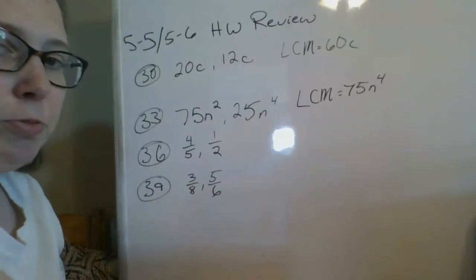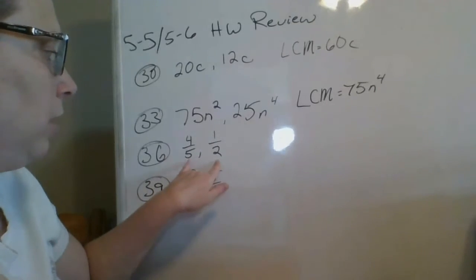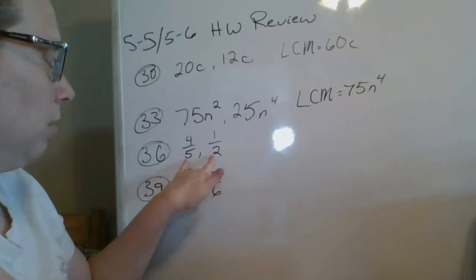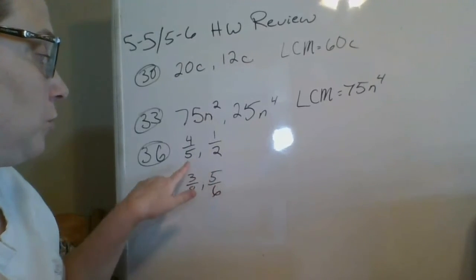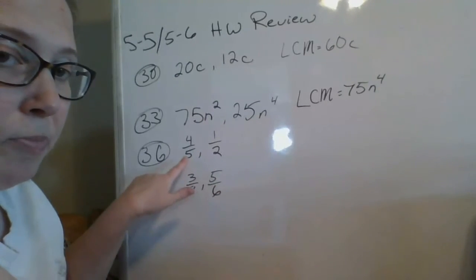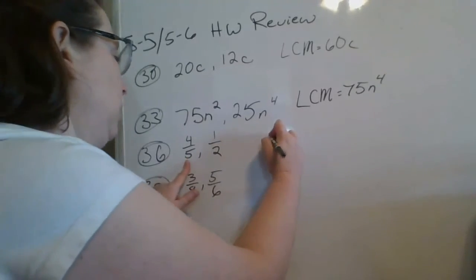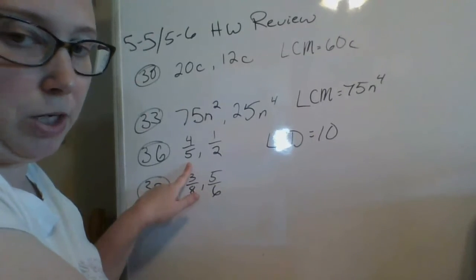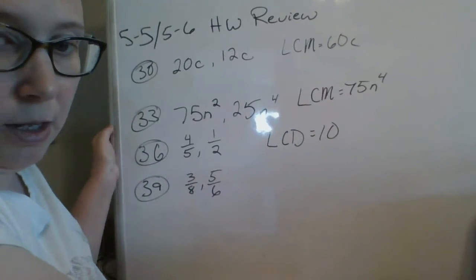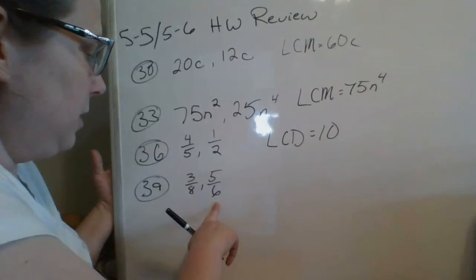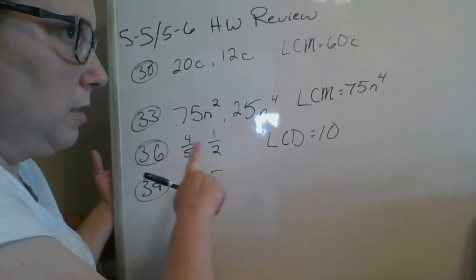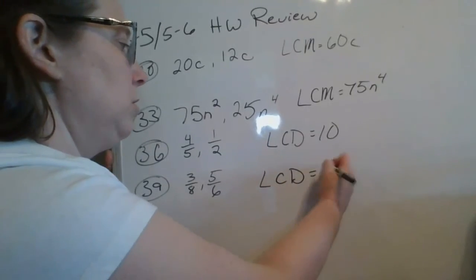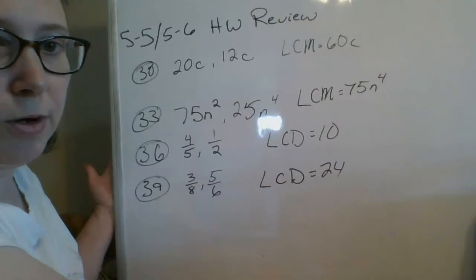36 and 39, you're supposed to come up with a least common denominator. So we're only looking at our denominators. Our numerators don't really matter in these. We're checking out 5 and 2. So 2 does not go into 5 without a remainder, but when we multiply that by 2, we get 10, and 2 does go into 10, so our least common denominator would be 10. And down here we have 8 and 6. 6 does not go into 8, 6 does not go into 16, but 6 does go into 24. So our least common denominator here would be 24.